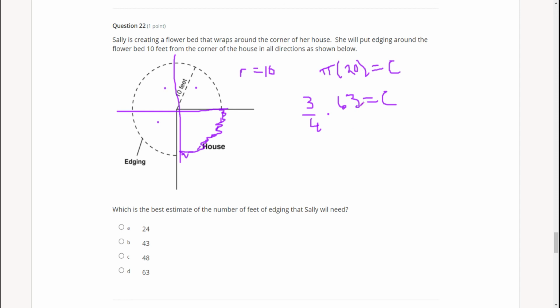So if we do 63 and divide it by 4 and then multiply by 3, isn't that the same thing? Sure. We just switched the 1 and the 4. I got 47.25. Okay, can I buy 0.25 bricks?